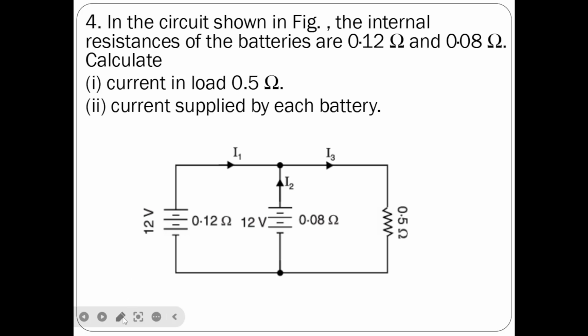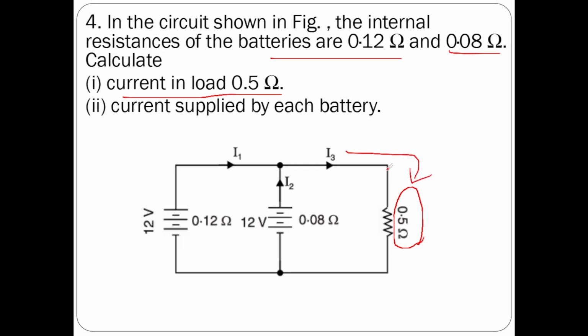In the circuit shown in the figure, the internal resistances of the batteries are 0.12 ohms and 0.08 ohms. Calculate the current in the 0.5 ohm load. Where is the 0.5 ohms in the given circuit? It is 0.5 ohms. So we have to determine the current in this. How much current flows through it?